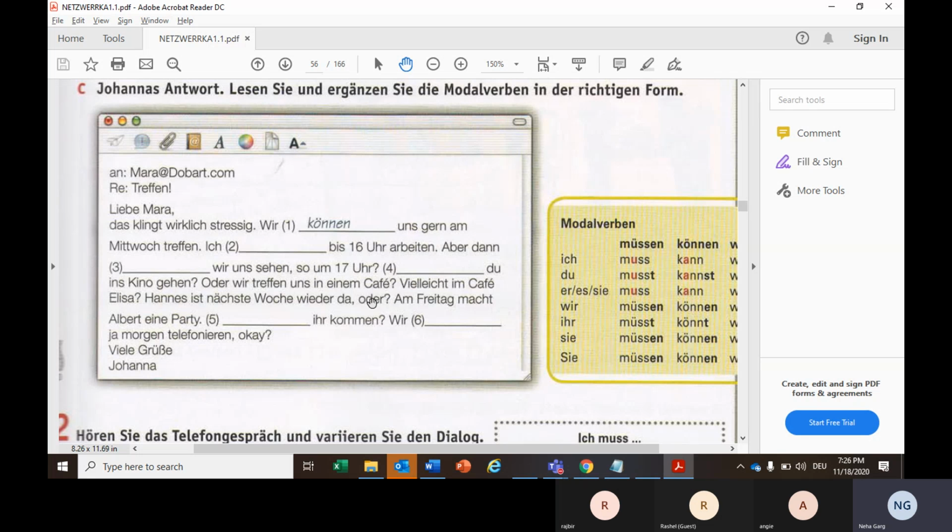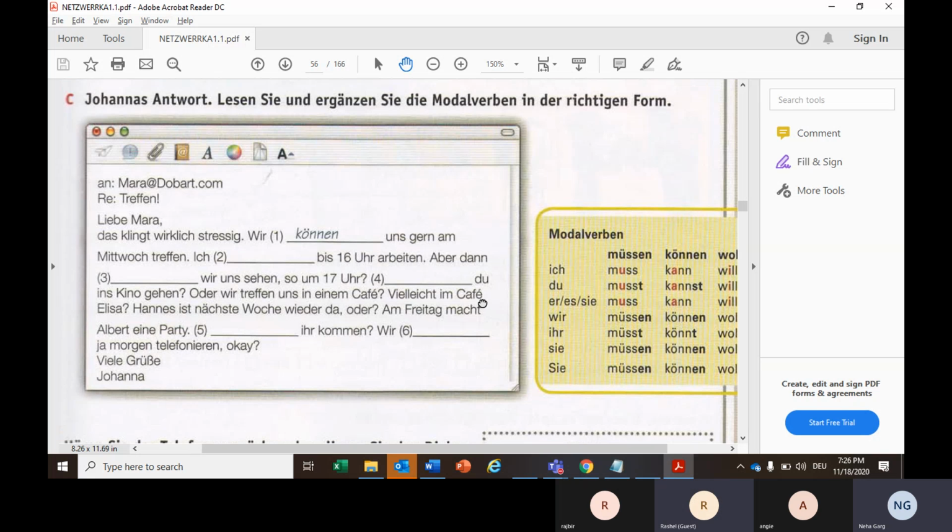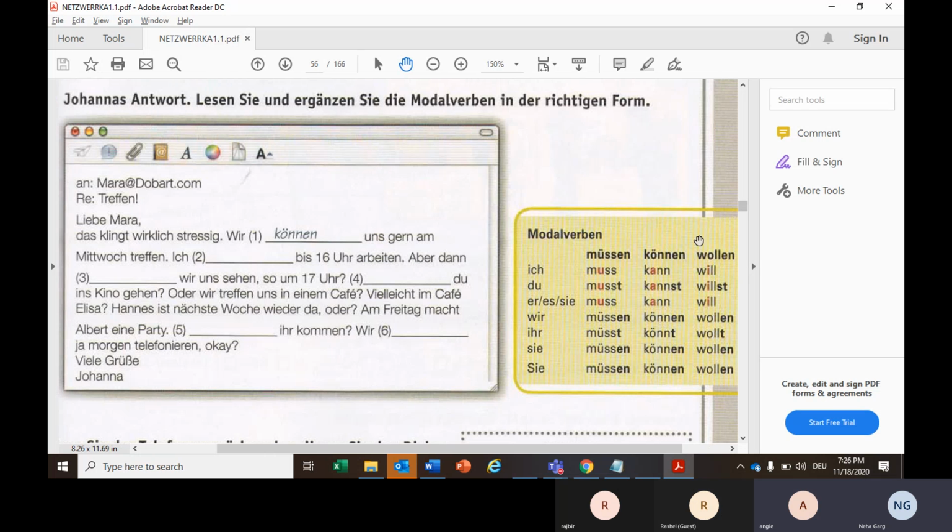Rachel, your turn now. You can read till here. Okay. Kannst du ins Kino gehen? No. What should be the modal verb? You would definitely not ask your friend, can you go in the theater. Maybe you want to go to the theater or you want to go for a movie. So you will ask if you want to go for a movie. So we will be using wollen here. Willst du ins Kino gehen?